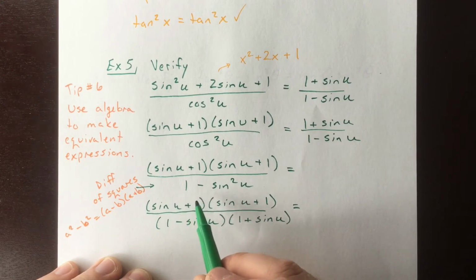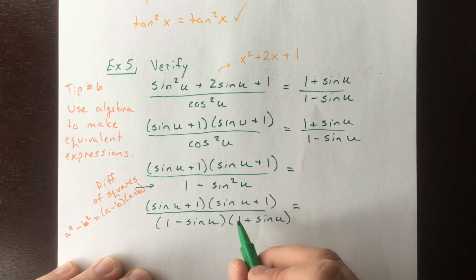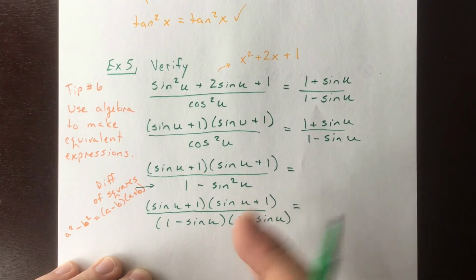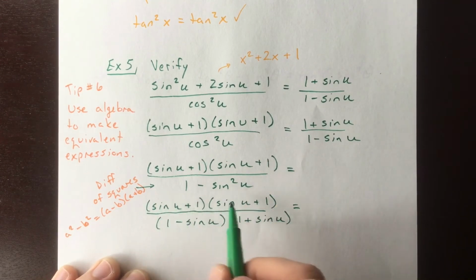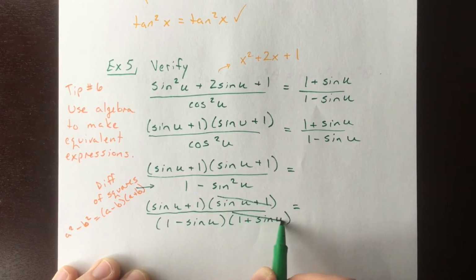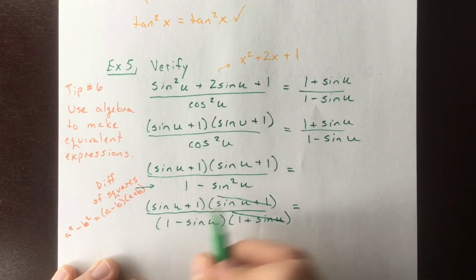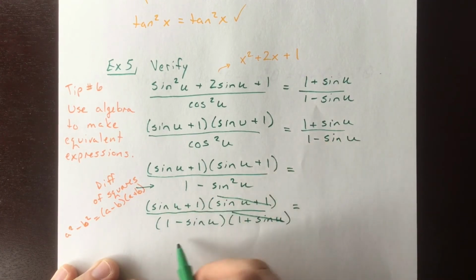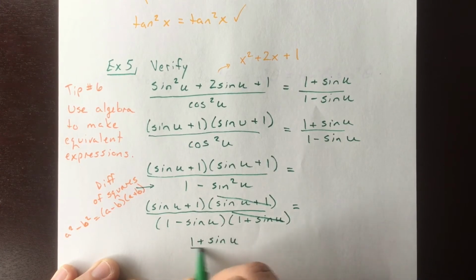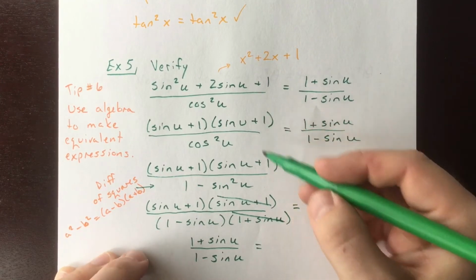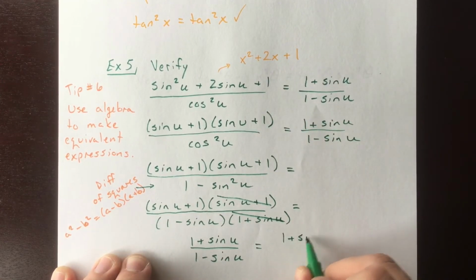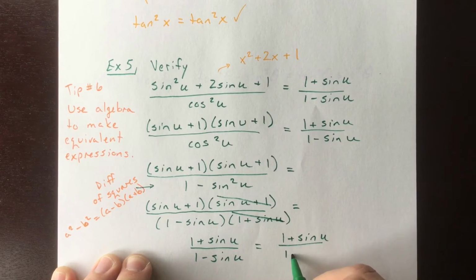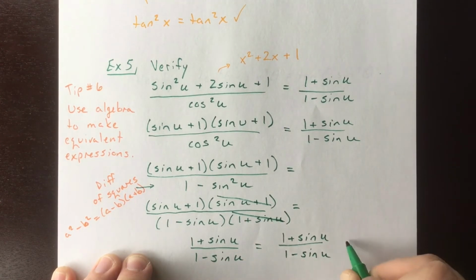Sine of u plus 1 is the same as 1 plus sine of u. I could just switch those two terms around. So we could say that we have a set that cancels, leaving us with, I'm going to rewrite it just so it looks like our right side, 1 plus sine of u, now over 1 minus sine of u. And through all of these steps, we get our end result.